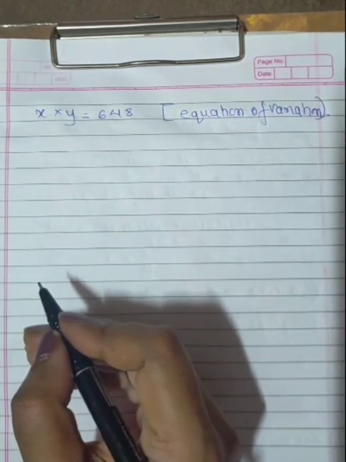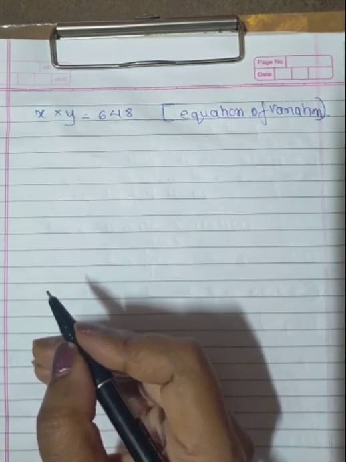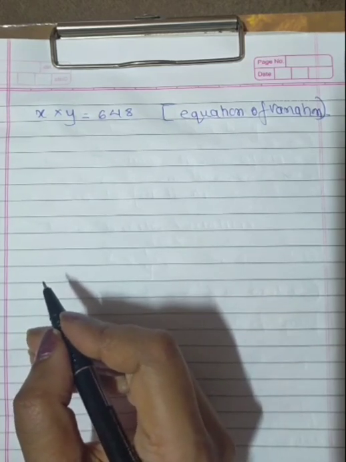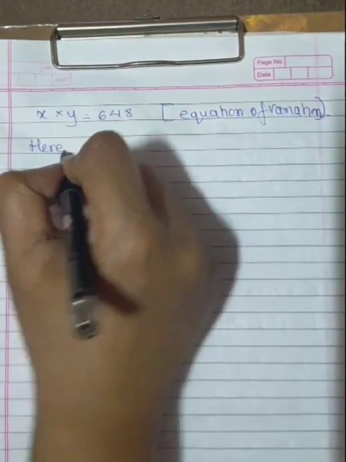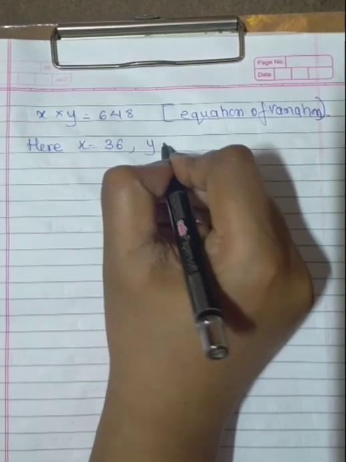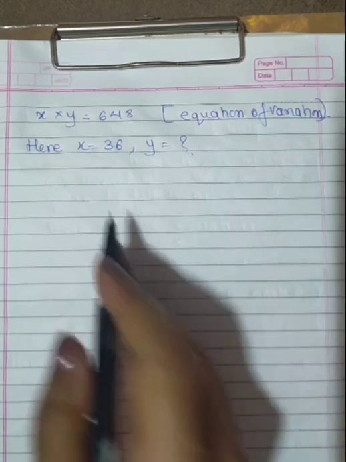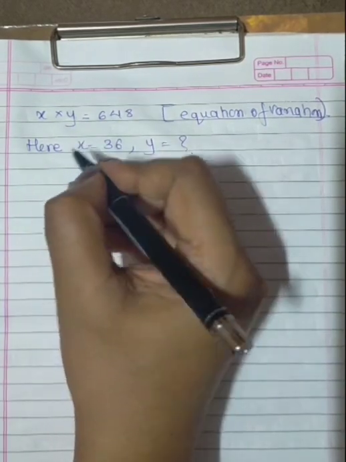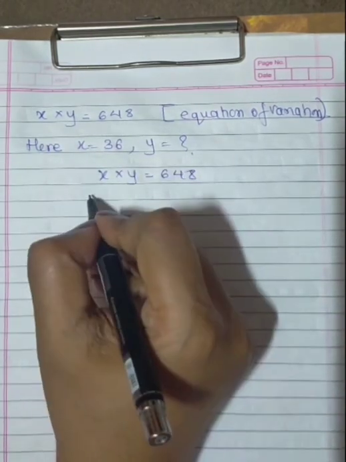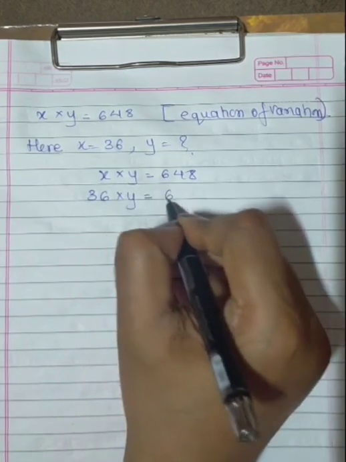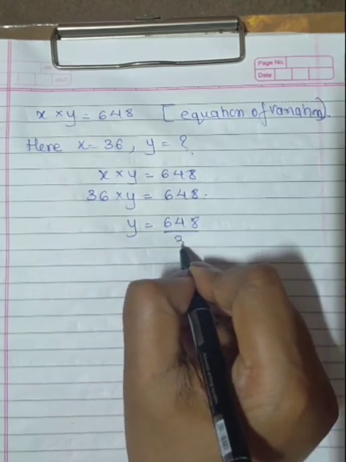After that, what is given? If 36 apples are filled in a box, how many boxes will be needed? So what we are having now? We have 36 apples. Means here x is 36, we have to find y. So we have to find boxes needed, that is y. So I'm going to write x into y equal to 648. It's the equation. Now x is 36 into y equal to 648, then y equal to 648 upon 36.